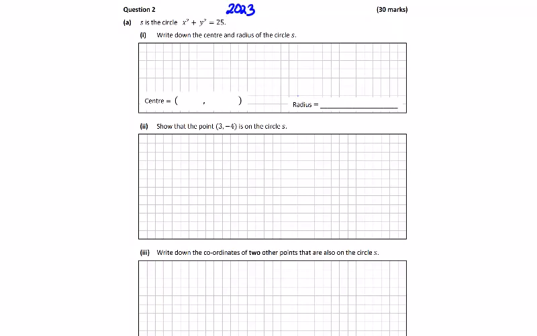Question 2 in 2023 is a circle question. S is the circle, x squared plus y squared is equal to 25. And if you have knowledge about a circle, x squared plus y squared is equal to r squared is a circle with center 0, 0 and radius r. So this one has center 0, 0. R squared will be equal to 25, so the radius will be 5.